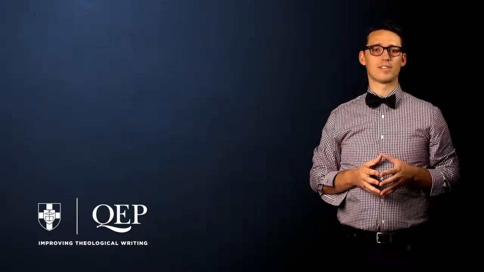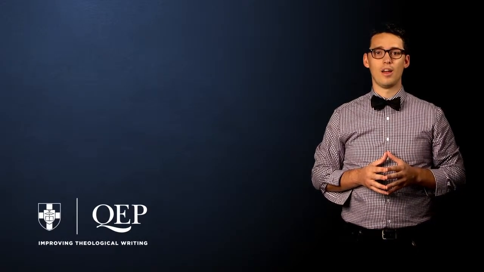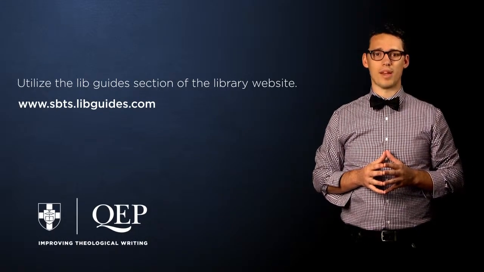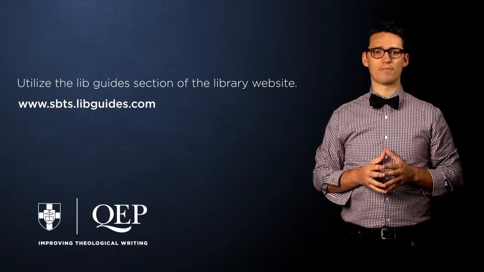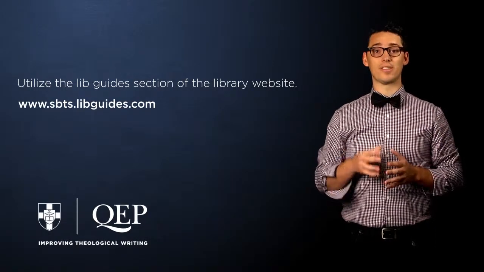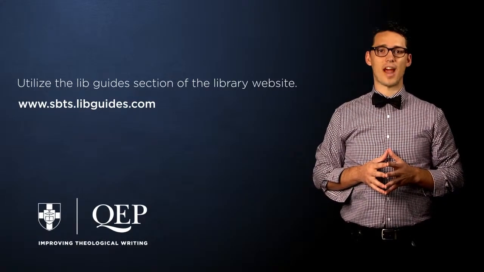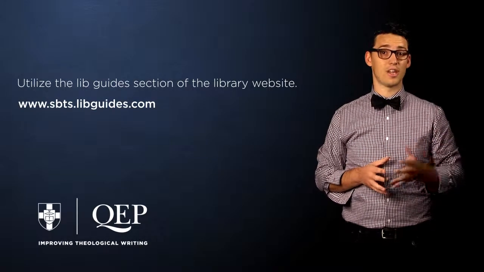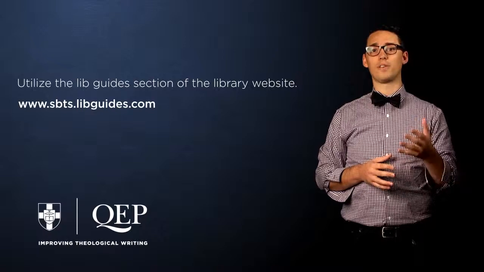Here are 4 ways that you can begin to identify sources for your theology paper. First, utilize the LibGuide section of the library's website. This section includes research assistance and subject guides for a variety of topics, including systematic theology, Old Testament, and New Testament. This guide is further broken down according to the major subject areas of theology, such as the doctrine of God, the doctrine of sin, or the doctrine of the Holy Spirit.